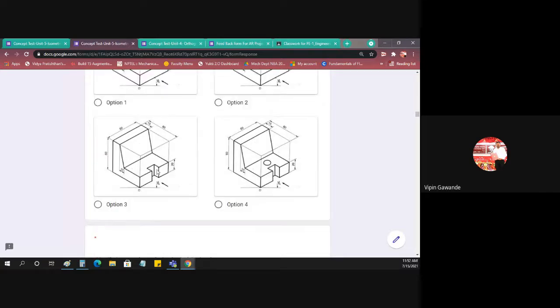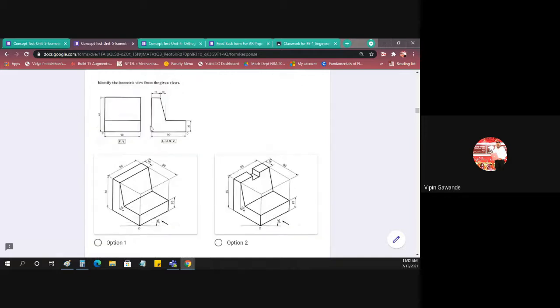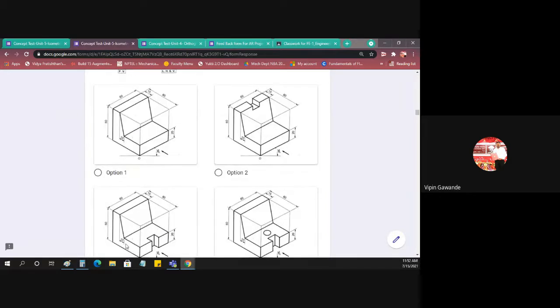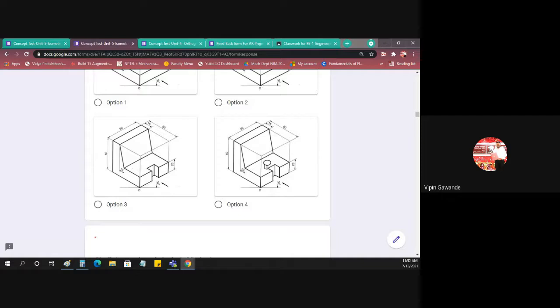Here we'll get the dotted line here, okay, because we have to transfer this point onto the left hand side view. We'll get a dotted line here. But in the left hand side view, the dotted line is not mentioned. So this is not the correct answer. Here also we'll get the two dotted lines. We'll get dotted lines for this circle, and we'll get a dotted line for this cutout also.